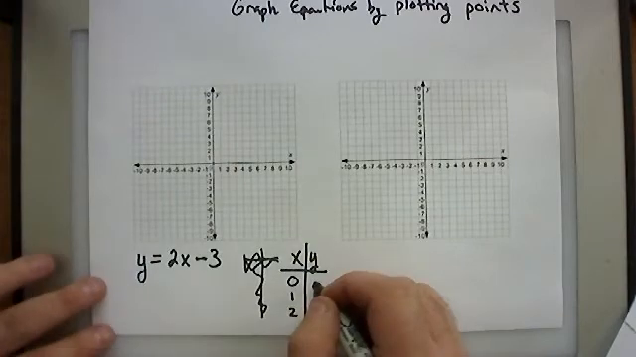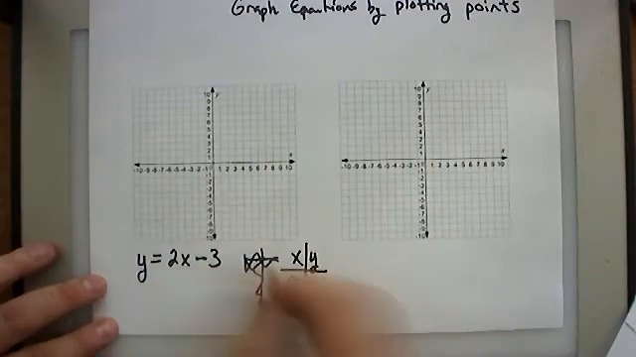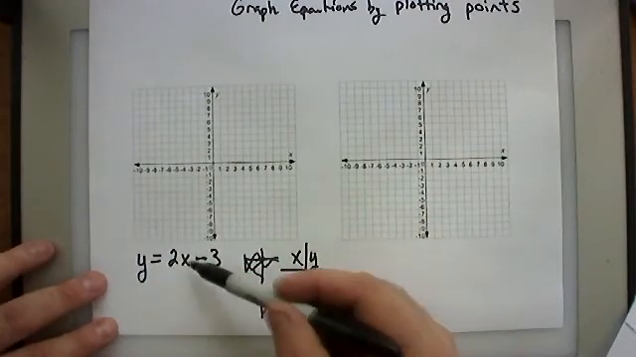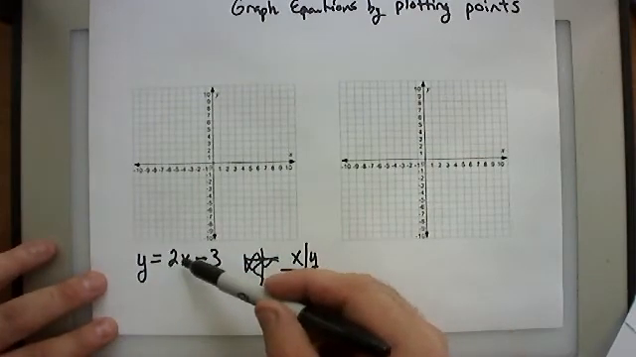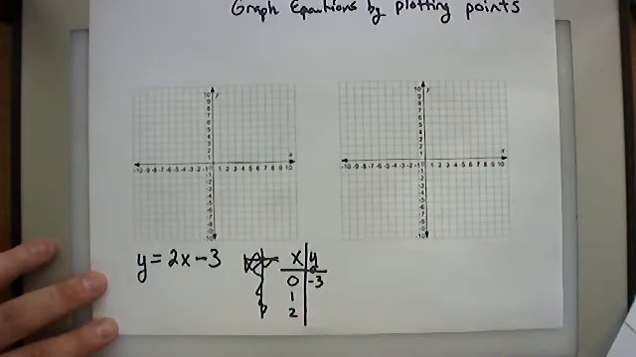So if we put in 0, we'll probably just do this verbally. If I plug in 0, 2 times 0 is 0, and 0 minus 3 is -3, right? If you plug in 0 to that, you should get -3 as the value on the y. What if I plugged in a 1? 2 times 1 is 2. 2 minus 3 is -1.